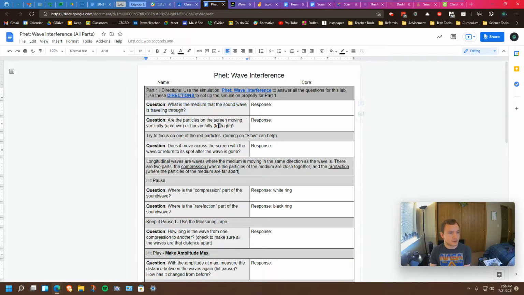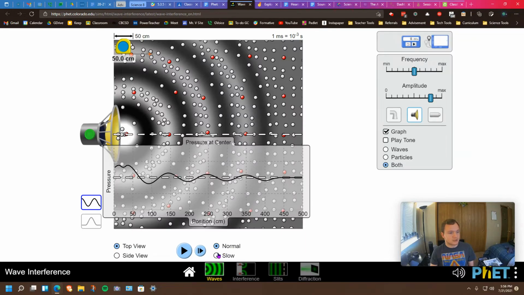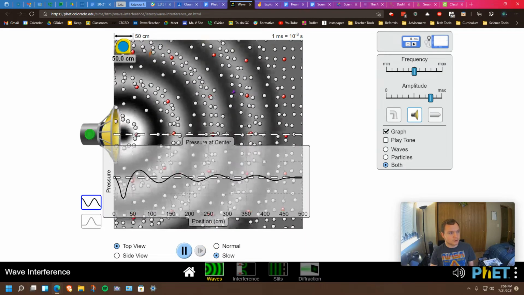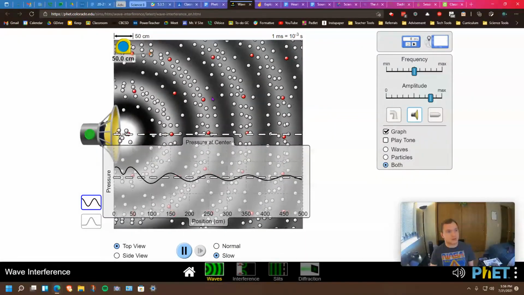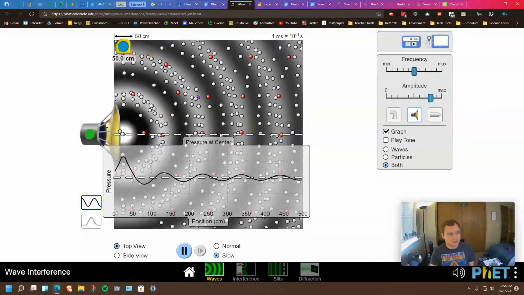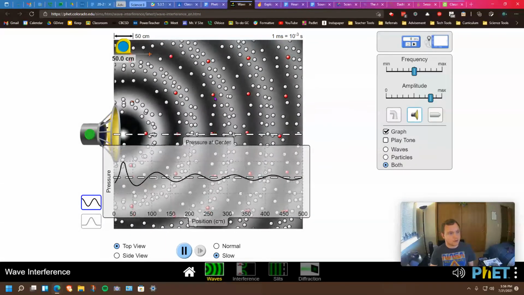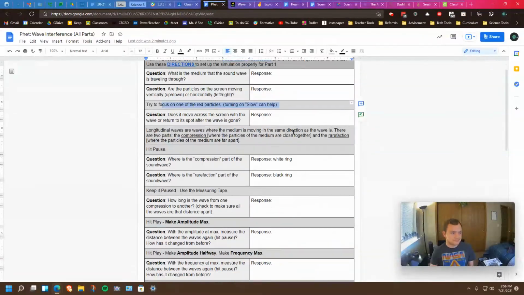If you look at that second question, are the particles on the screen moving up and down or left to right? You guys can do that after observing that. And then it says try and focus on one of the red particles, and you can turn on the slow. So that's down here, turn on slow. You're focusing on the red particles, and you're describing their motion as the sound wave moves through that medium, which includes those red particles.